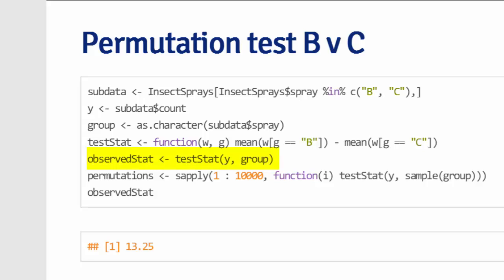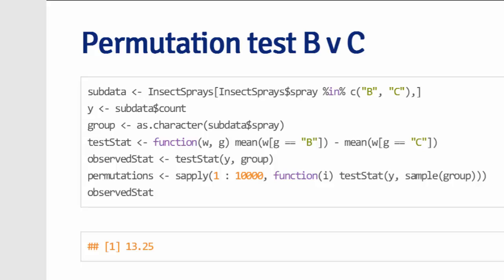My actual observed statistic is just my test statistic applied to my outcome and group. Here the two are lined up correctly. Now I'm going to break that lineup by permuting. So now when I apply my test statistic, I'm going to give it my Y, but my group label permuted. So I'm doing sample group, which permutes my group labels. And I'm going to do that 10,000 times to get 10,000 test statistics where I have broken any association between Y and group by permuting my group labels. This is under the null hypothesis that my group label is unrelated to my outcome.